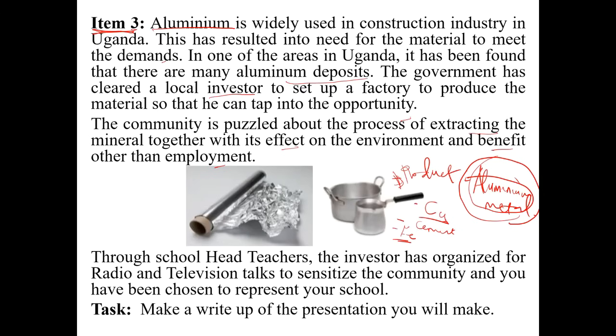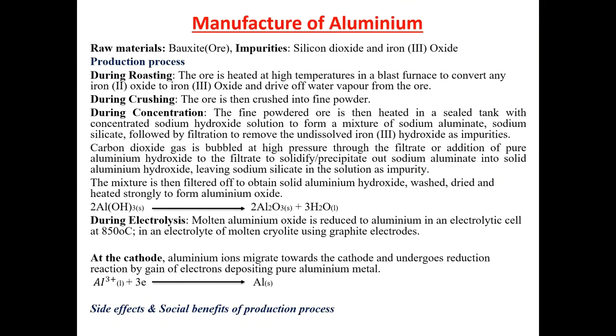So let's look at the solution. In the manufacture of aluminium, we said we look at the raw material first. The raw material for aluminium is its ore, number 1, which is bauxite. This is the principal ore of aluminium. Then some impurities like silicon dioxide and iron 3 oxide. I'm going to take you through very fast. I believe you already know this, but for those who don't have this process, you can put it down. You can see it has been very well summarized.